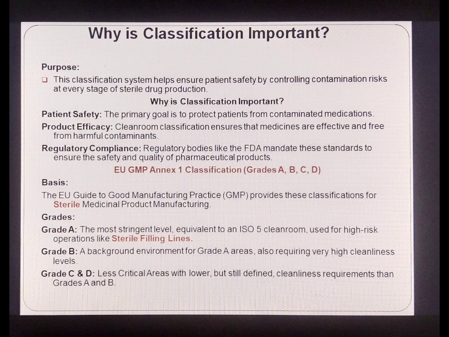GMP Annex 1 classification grade A, B, C, and D. The EU Guide to Good Manufacturing Practice provides this classification for sterile medicinal product manufacturing. Grade A, the most stringent, is equivalent to an ISO 5 clean room, used for high risk operations like sterile filling lines. Grade B, a background environment for grade A areas, also requiring very high cleanliness levels. Grade C and D, less critical areas with lower but still defined cleanliness requirements than grade A and grade B.